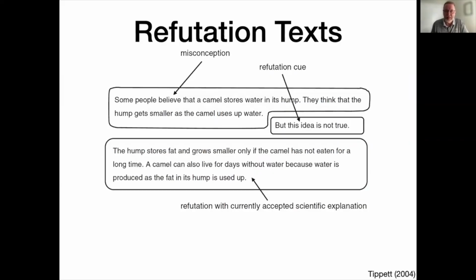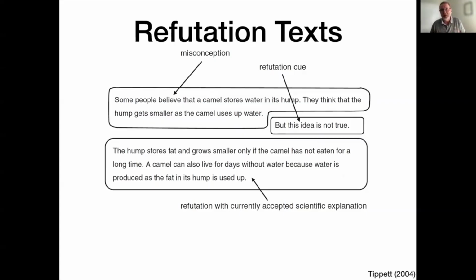One way to do that, and it's a way of teaching that has been used for decades now, is the use of refutation. So it can be refutation texts, they can be refutation images. What I'm proposing here is refutation video. I'm going to talk about that in a few minutes.